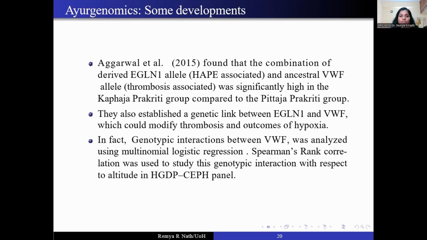Agarwal et al. in 2015 found that the combination of derived EGLN1 allele and ancestral VWF allele was significantly high in the Kaphaja Prakriti group compared to the Pittaja Prakriti. They also established a genetic link between EGLN1 and VWF, which could modify thrombosis and outcomes of hypoxia. In fact, genotypic interactions between EGLN1 and VWF were analyzed using multinomial logistic regression. Spearman rank correlation was used to study this genotypic interaction with respect to altitude in the HGDP-CEPH panel.